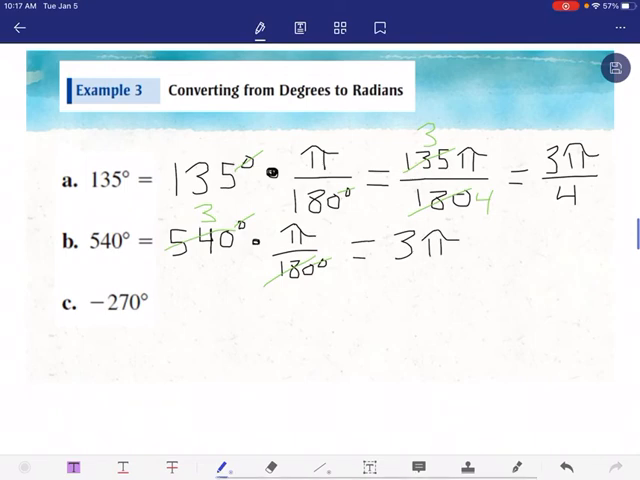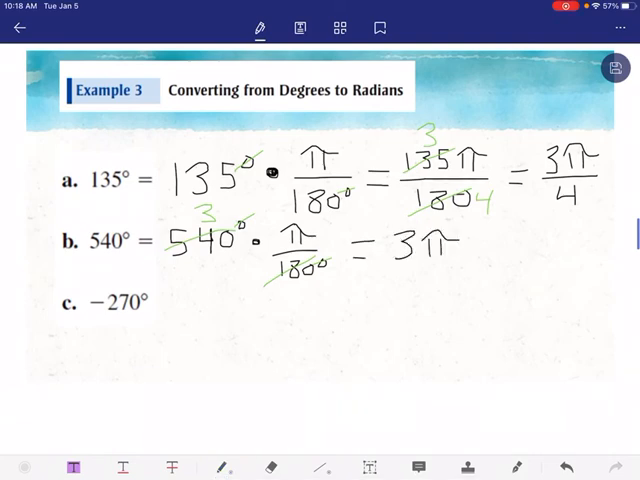Now please be careful, because 3 pi is different than just saying 3 radians. Because remember, we said that 2 pi is equivalent to that 6.28. So that's 6 and a little bit more radians. So here I have 3 pi radians. So in order to figure out the actual number of radians, you would need to multiply 3 by 3.14. So just be careful with that distinction, that 3 radians is different than 3 pi radians.